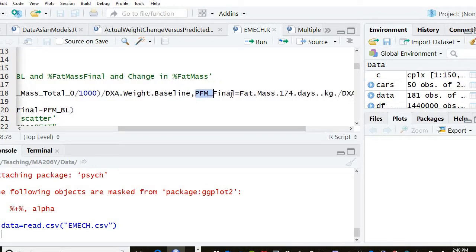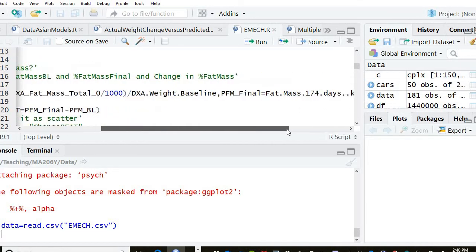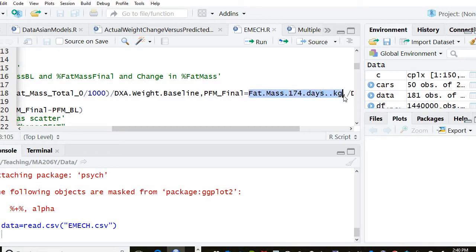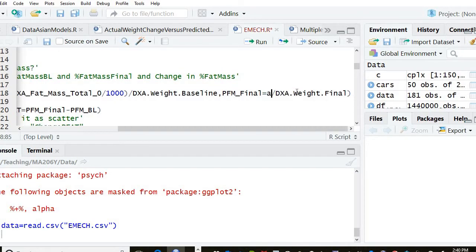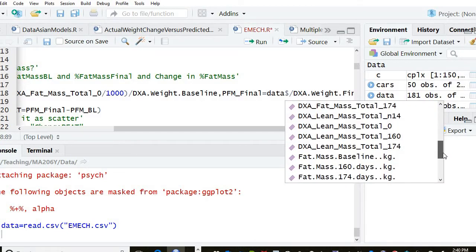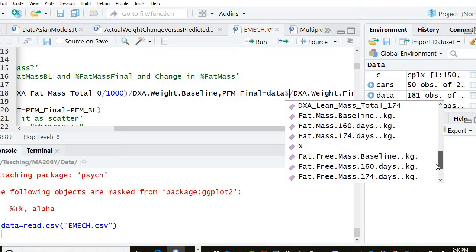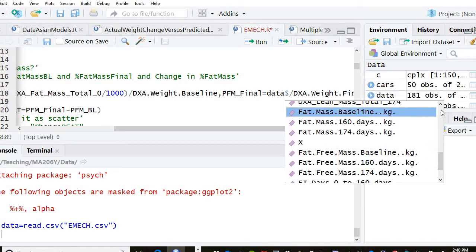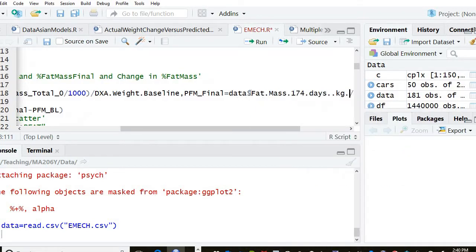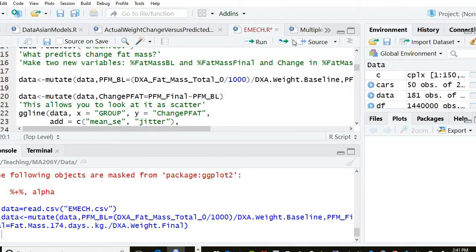Percent fat mass at final, that was already in kilograms, so I just used my data thing to tell me what this is. So this is what I did. I went data dollar, and it brought up all these things, and I wanted the fat mass at final and total fat mass at final, in kilograms, and I saw it right here. I'm going to put that there, and then I just erased this stuff so that I didn't have to worry about misspelling it. And that gives me new columns in my file.